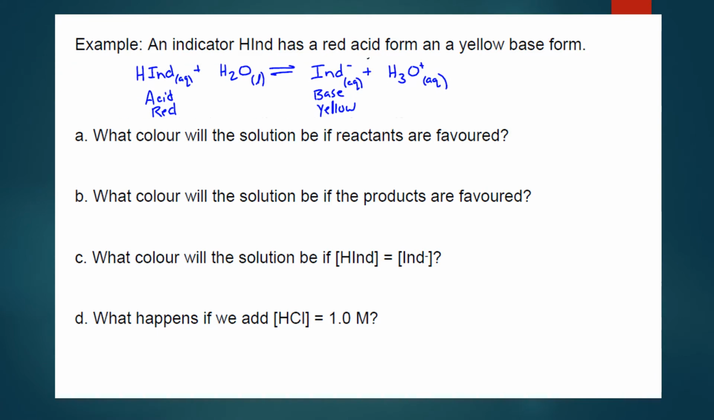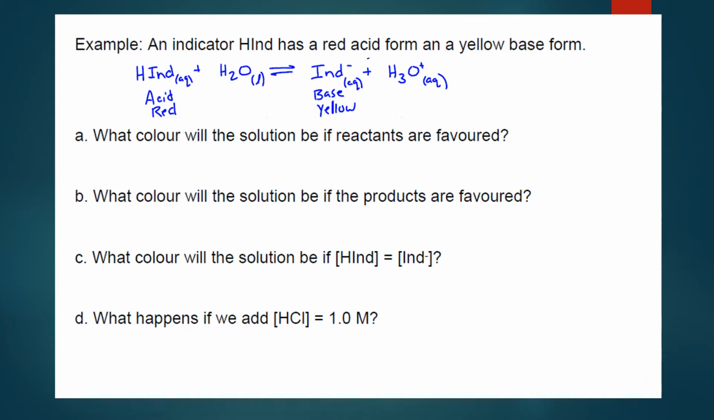So the first thing that we're going to do is write out that equilibrium expression. You can see that the acid form, HIND, when we mix it with water, acts as an acid, so it's going to donate a hydrogen ion. So that's where we're going to get the H3O plus, the hydronium ion from. And we're also going to be left with the conjugate base form of that HIND. So we have IND minus. Now, if the acid form is red, I'm just going to write red below the HIND, and I'm going to write the yellow below the base form IND minus.